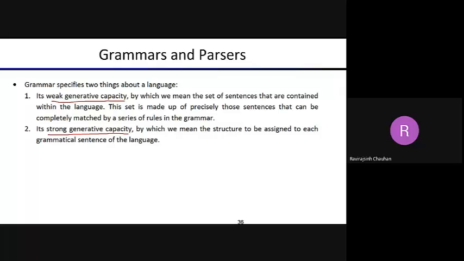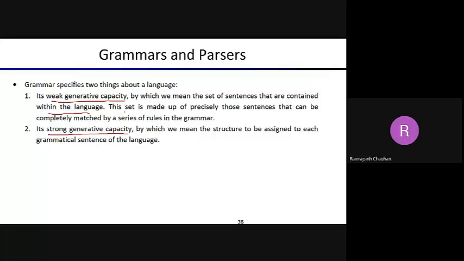What is the meaning of weak generative capacity? The set of sentences that are contained within the language. कितने language, कितने sentence हम ये grammar से create कर सकते हैं? Because अगर हम grammar पूरा नहीं है, सारे production rule add नहीं करेंगे, तो we are not able to generate each and every sentence. So based on the grammar, we have options, right? So that is called as weak generative capacity.